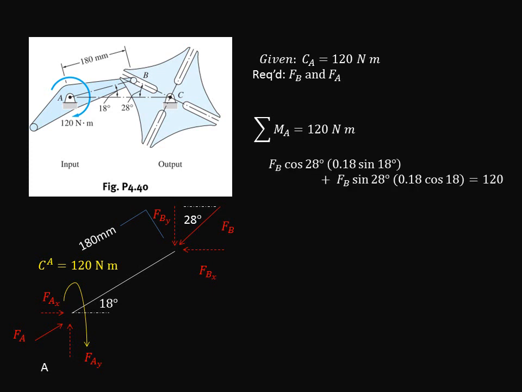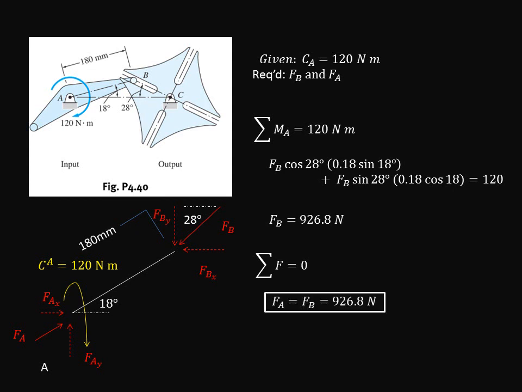As we can see from the expression, we can already solve for force B. Now that we have force B, we need to solve for force A. We can solve force A through the force equation. As we can see in the force equation, force B and force A are equal, making them have the same value.